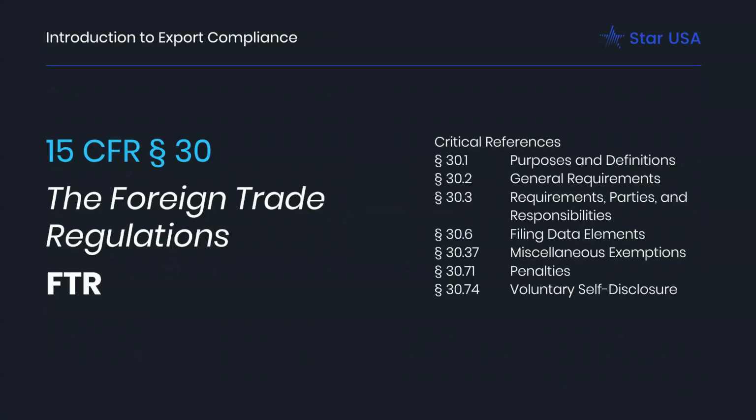So the foreign trade regulations are captured or spelled out in Title 15 of the Code of Federal Regulations, Section 30. And this lays out basically the pattern that you have to follow. And on the right-hand side here are some of the key references that you should have as part of your awareness whenever considering the foreign trade regulations and your obligations under those regulations. I won't go into each one of these, but we'll talk about some of the main points from them.